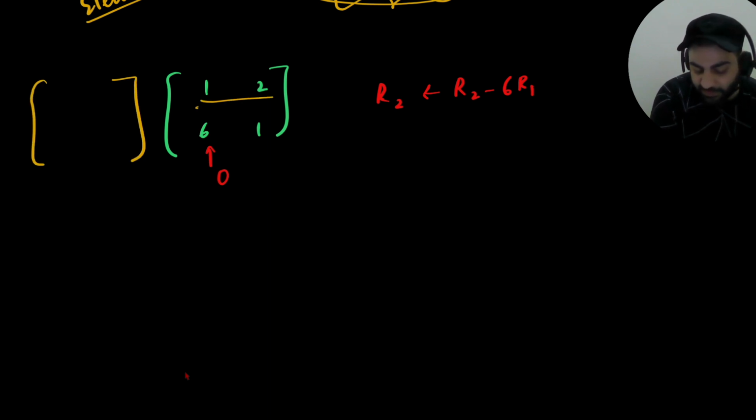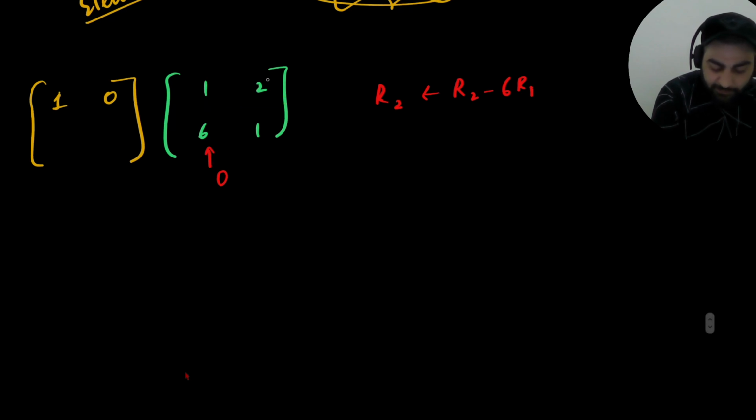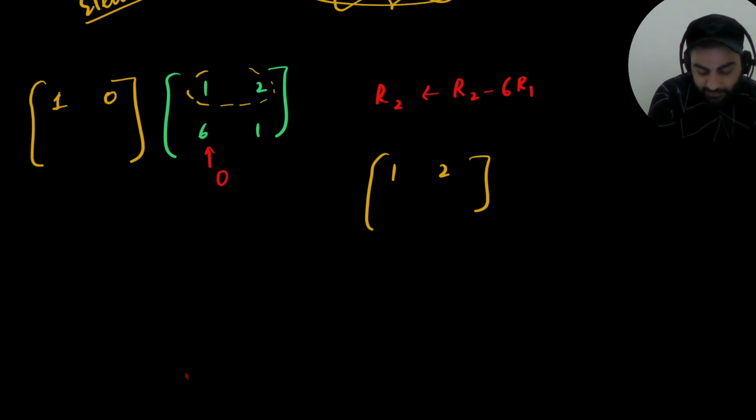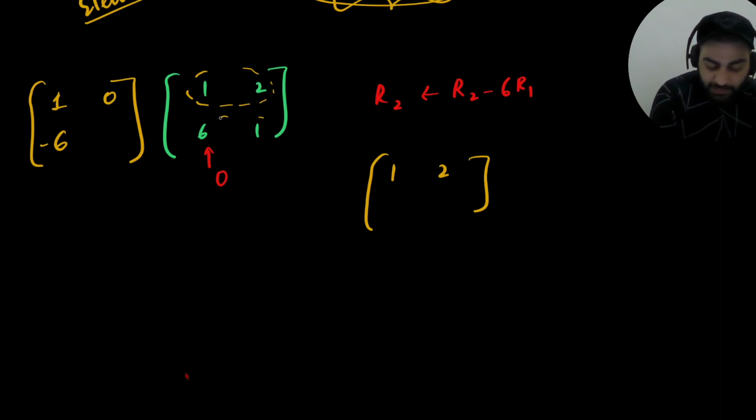The first row is unchanged, so I'll just do 1 comma 0, because this 1 will get multiplied with the whole of this row, and this 0 will get multiplied with the whole of this row to create the first row, because I want 1 to be intact. That's the reason I put 1 and 0 over here. For the second row, I know that the first row should get multiplied with 6. Okay, I'll put 6. Then it should be subtracted as well, so I'll put minus 6 over here. I'll subtract it from the second row, so this row should get multiplied with 1. So this is the representation of this elementary operation.